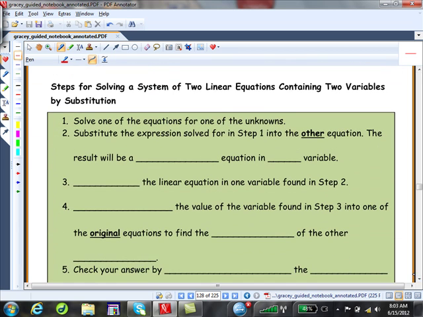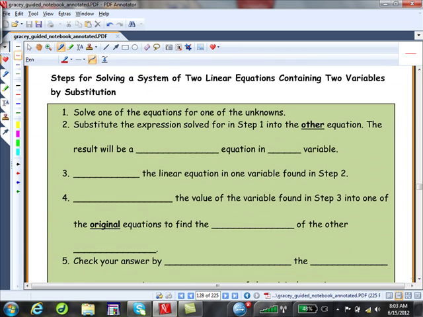Here are some steps for solving a system of two linear equations containing two variables using substitution. First up, you need to solve one of the equations for one of the unknowns. You can either isolate x or isolate y, and I usually just pick the one that is the easiest.